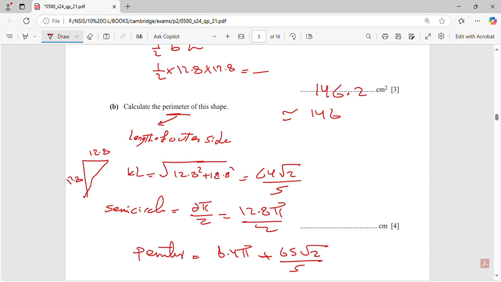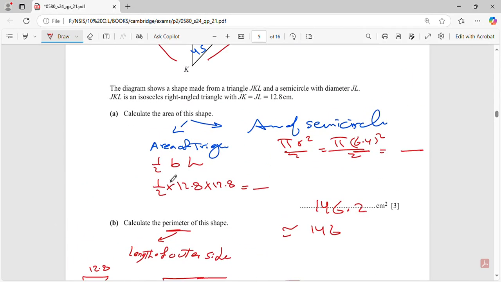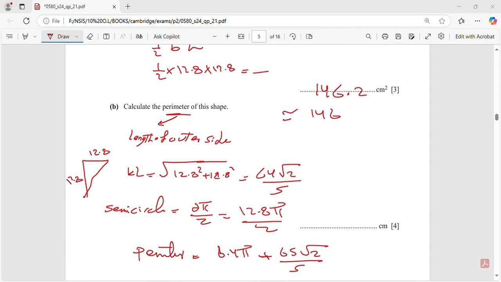This would be the perfect answer if I wrote it down correctly, and he didn't mention anything about the closest numbers or approximations. So I have to write down the final values here. This is all a fraction: 64 root 2, sorry, this is 64 root 2 all divided by 5. The final answer equals 38.208, which is approximated as 38.2. Do you understand this part?